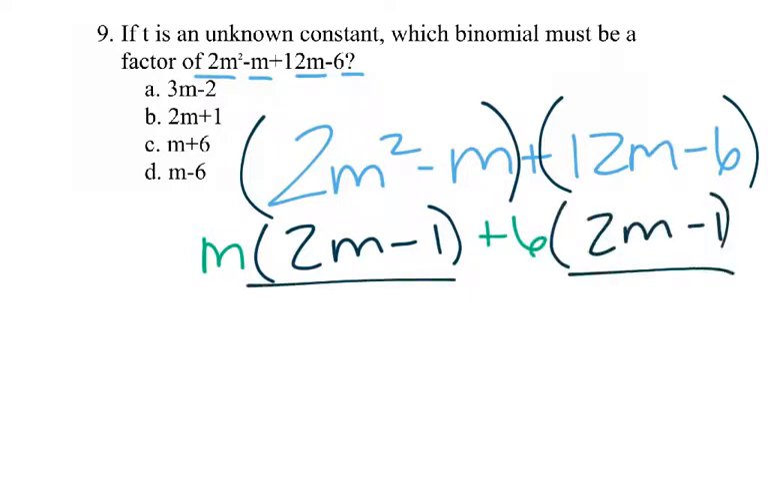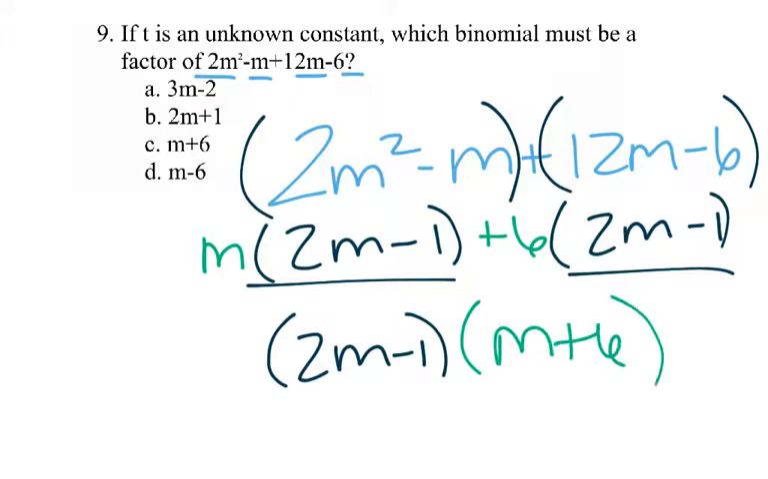So the 2 parentheses should match, so that's your binomial GCF you're taking out. And then your 2 GCFs that you took out originally were M plus 6. So you're only going to look for one of these answer choices, and it's right there, C.